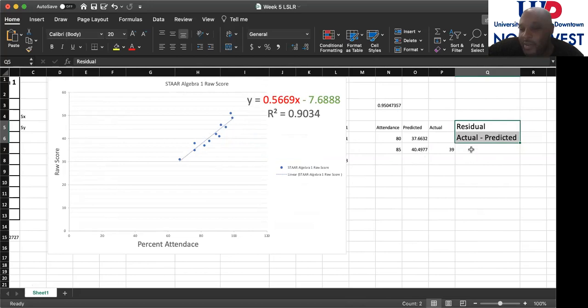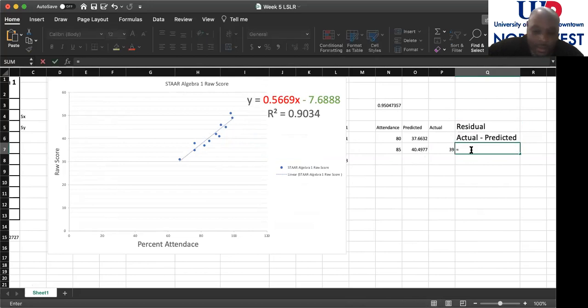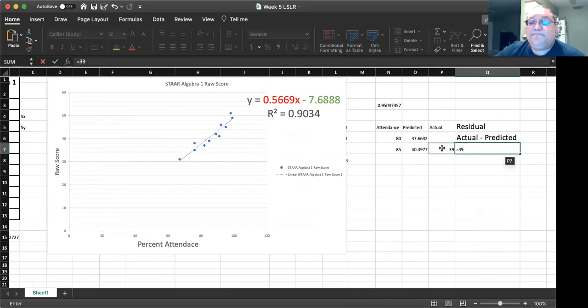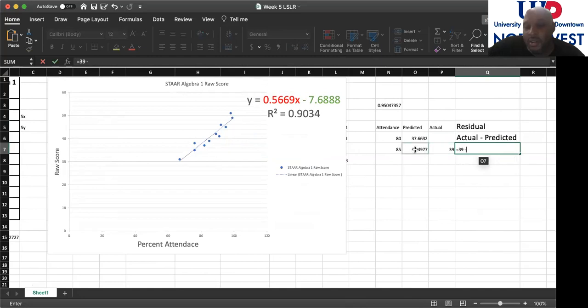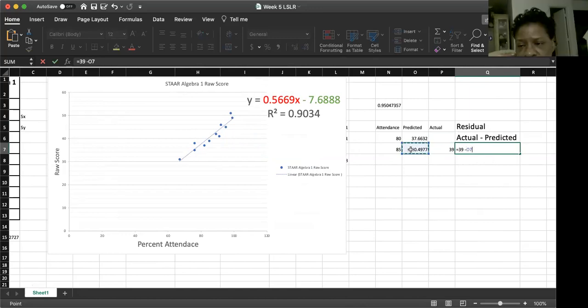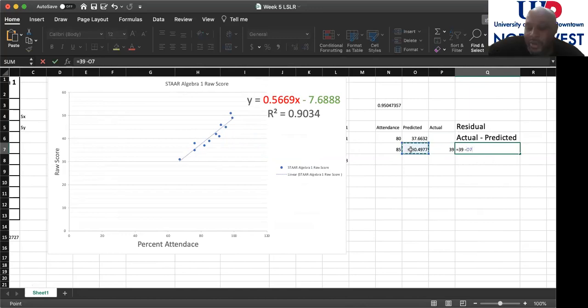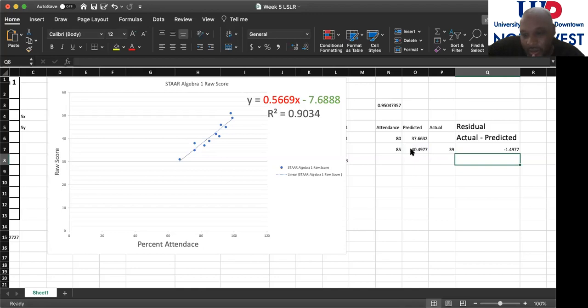We know our actual value is 39. Our predicted value was 40.5. We'll leave it like it is, 40.4997, and call it 40.5. There's our residual: negative 1.5 about, right? So our residual is negative 1.5.